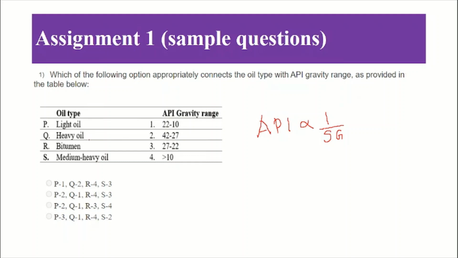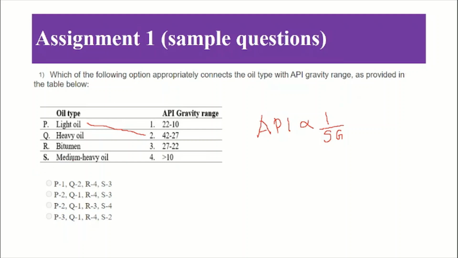Light oil, heavy oil, bitumen, and medium heavy oil. Light oil is the lightest one, so it will have the highest API gravity range here. If you can see, it is option 2. So we'll connect P with 2.